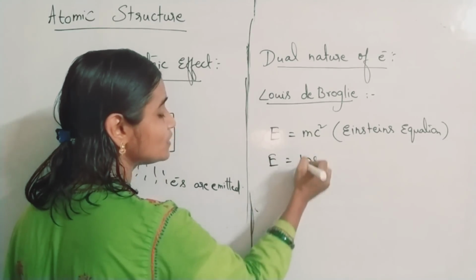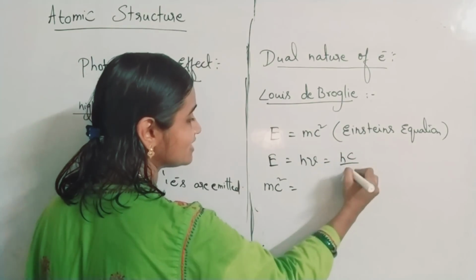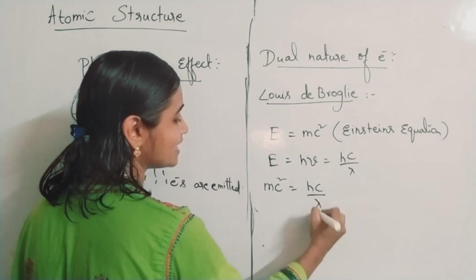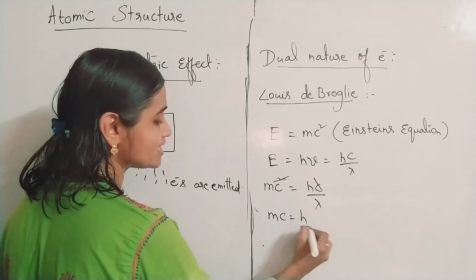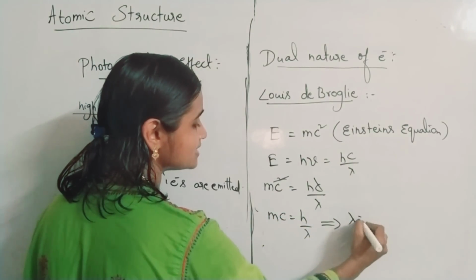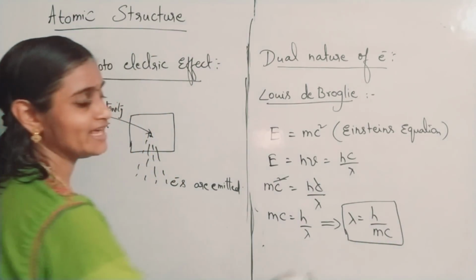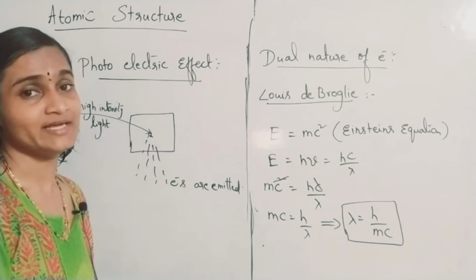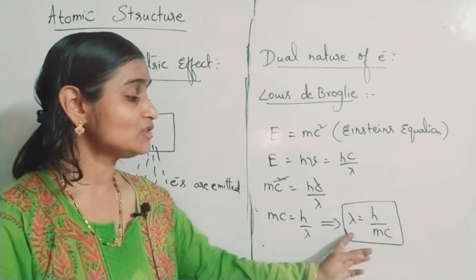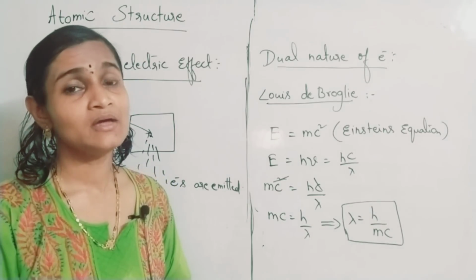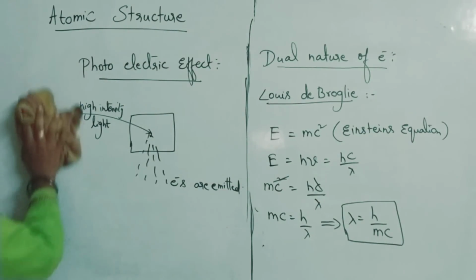So if you are going to equate these two, what you are going to get? mc square is equal to h nu, which can even be written as hc by lambda. Here c square and c get cancelled. mc is equal to h by lambda, or in other words, lambda is equal to h by mc. So this is the wavelength which is called de Broglie's wavelength. Electron is traveling in the form of a wave with wavelength of h by mc. That is called what? De Broglie's wavelength. Please remember, h by mv or h by mc.